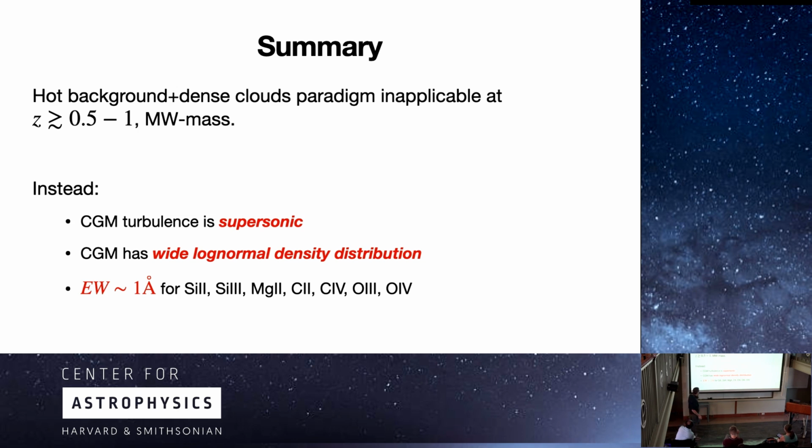Okay, so that's basically it. Two main points. One is that the standard paradigm that we have for the CGM is inapplicable for redshifts above 0.5 or 1 at Milky Way mass scale. Instead, we have something different, where the CGM turbulence is supersonic. It has a wide lognormal density distribution, and it's predicted to have 1 angstrom equivalent width for essentially all strong UV absorbers.